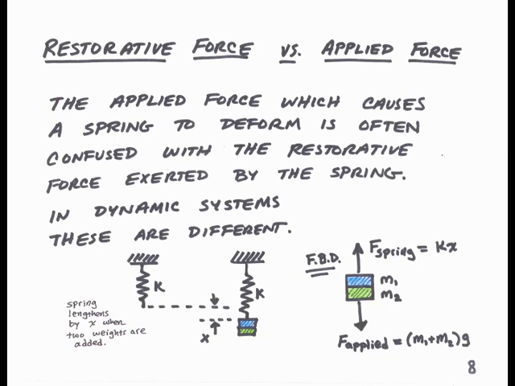I now want to turn your attention to the difference between the restorative force and an applied force to our spring mass system. An applied force may cause a spring to deform, and this needs to be distinguished from the restorative force that the spring exerts due to being deformed. In dynamic systems, these are different. In static systems, they are the same, and that's the reason why students will often confuse them. So I have an example here to try to make this difference more clear.